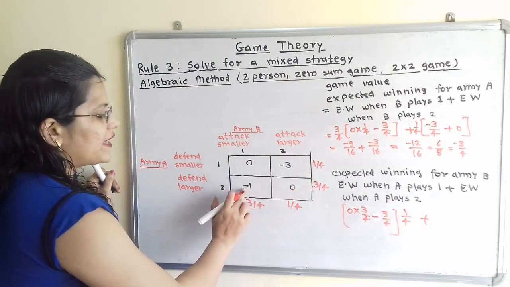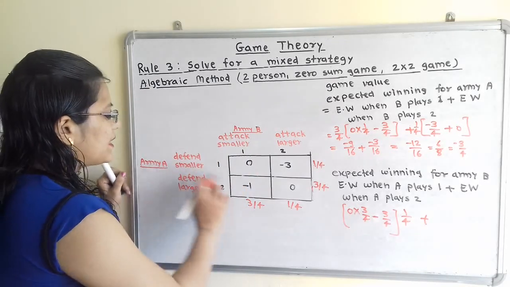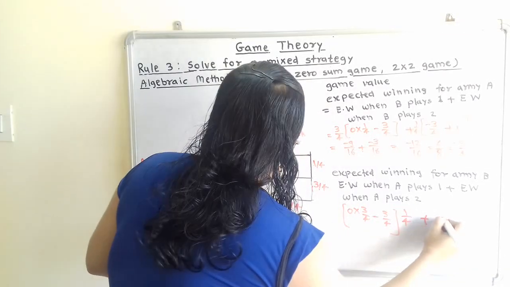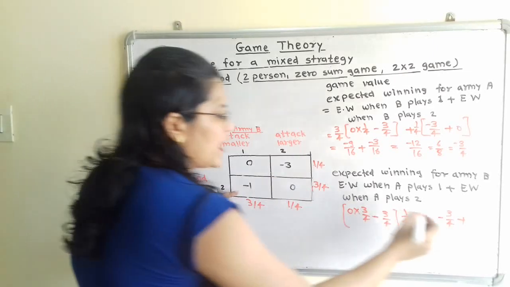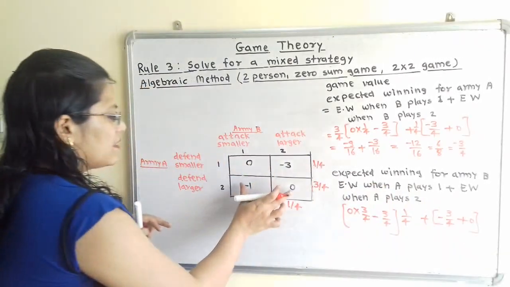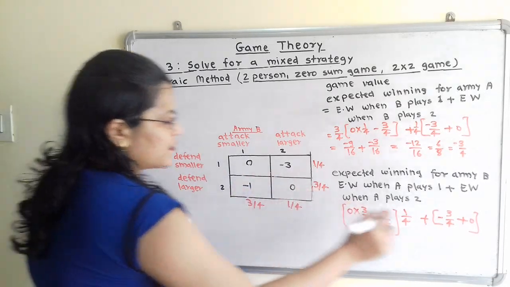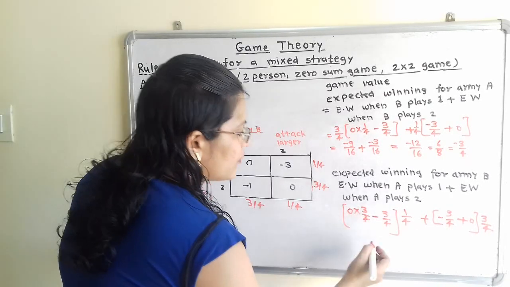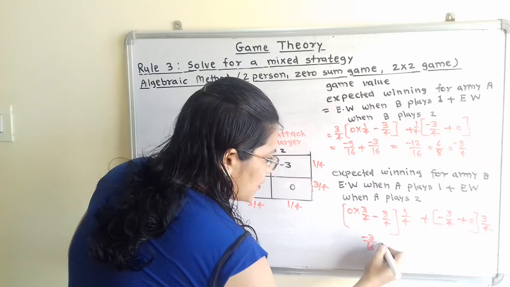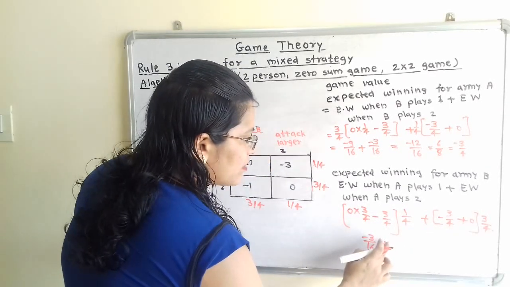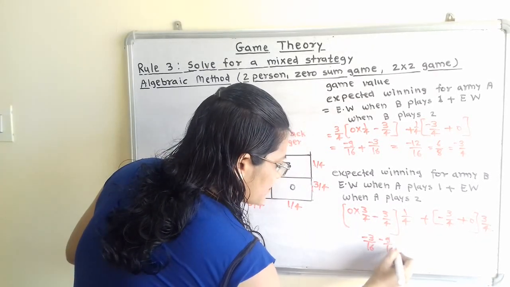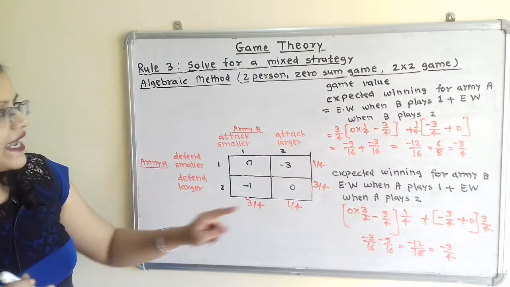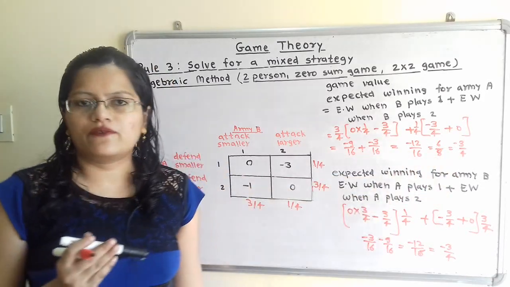Plus, now we will move to the second, the expected winning of army B when army A plays the second strategy. For the second strategy there are two elements, minus 1 into 3 by 4, that is minus 3 by 4, plus 0 into 1 by 4, so I will directly write 0. And for this calculation, the portion of time given by army A is 3 by 4, so we will multiply here with 3 by 4. Now we will simplify this. So here is 0, minus 3 by 4 into 1 by 4, that is minus 3 by 16, plus 3 by 4 into 3 by 4, that is also with a minus sign, so minus 9 by 16, that is minus 12 by 16. In the same way, if we simplify, we will get minus 3 by 4. So the game value for A and also for B is minus 3 by 4. And this is the answer.